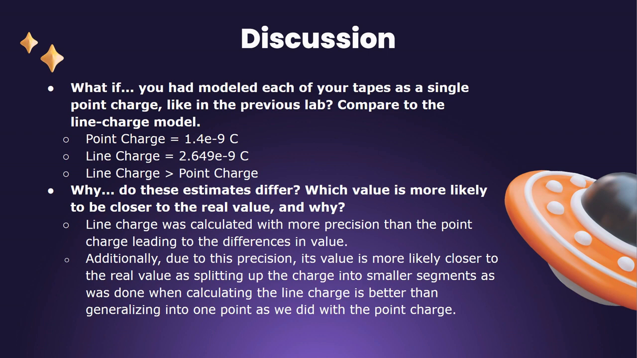So the line charge was calculated with more precision than the point charge, which is why they're a bit different in value. And this precision is why the line charge is closer to the real value, because it was split into smaller segments, which is better than generalizing into one point as we did with the point charge.